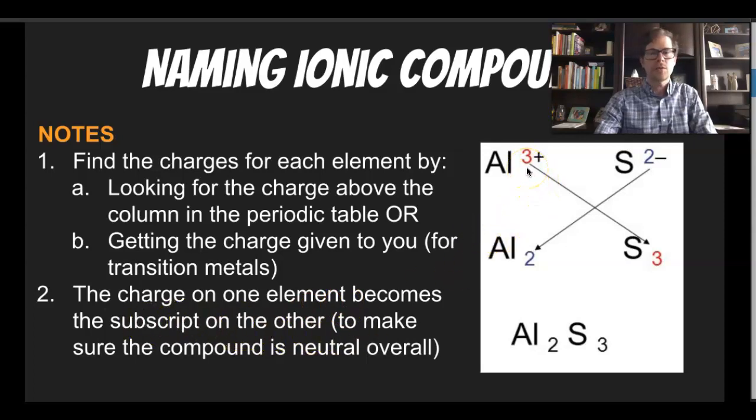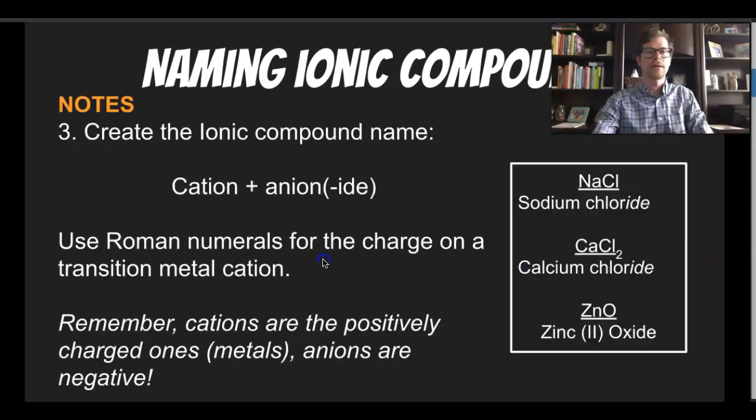It's called the drop and swap, right? We take this 3+ that we figured out aluminum would have because we looked it up on the table, and we give that 3 to the sulfur. We take the 2- that we know sulfur would have from the periodic table, and we give the 2 to the aluminum. So we know that when aluminum and sulfur come together, they form Al2S3, 2 aluminums and 3 sulfurs coming together. Pause the video, review that if you're not comfortable with the drop and swap yet.